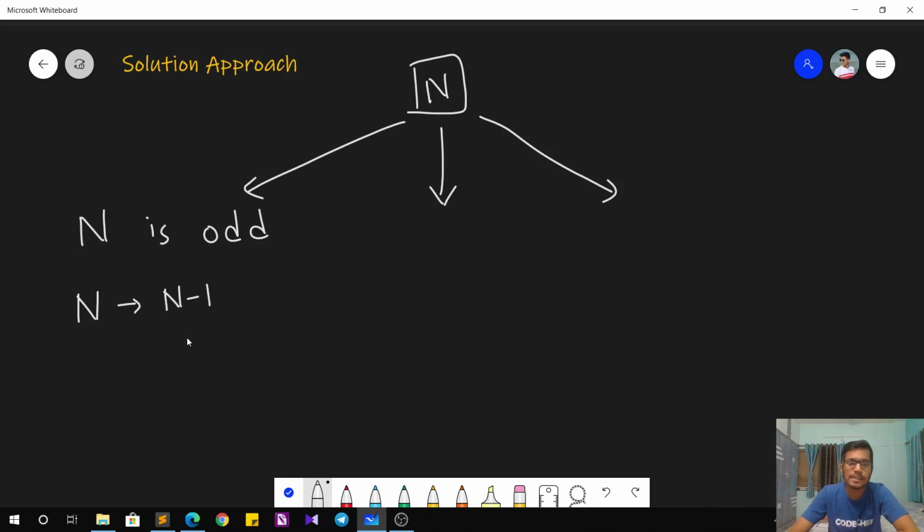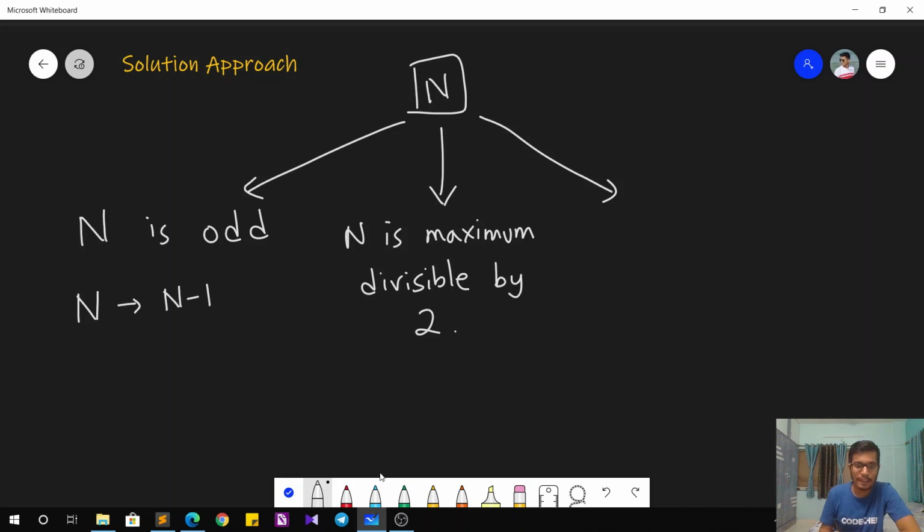Now the other two cases, where n is even. There is one case, the first one, in which n is maximum divisible by 2. It means that first of all n is even over here. In the first case n was odd, so definitely in the second and third cases n is going to be even, because if a number is not odd, it is definitely even. But in this second case, what I'm saying is n is maximum divisible by 2.